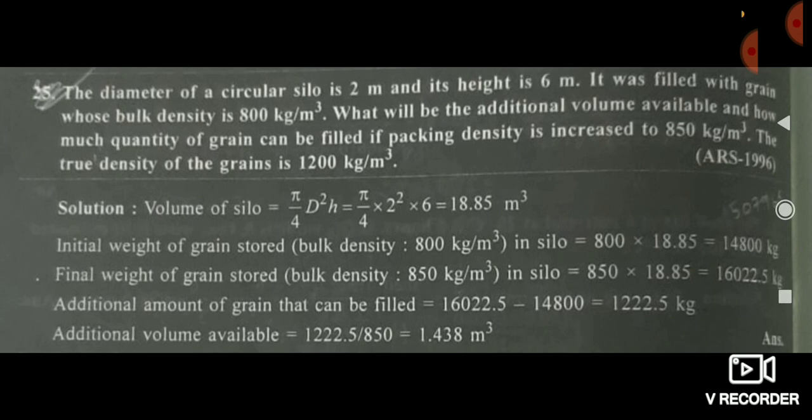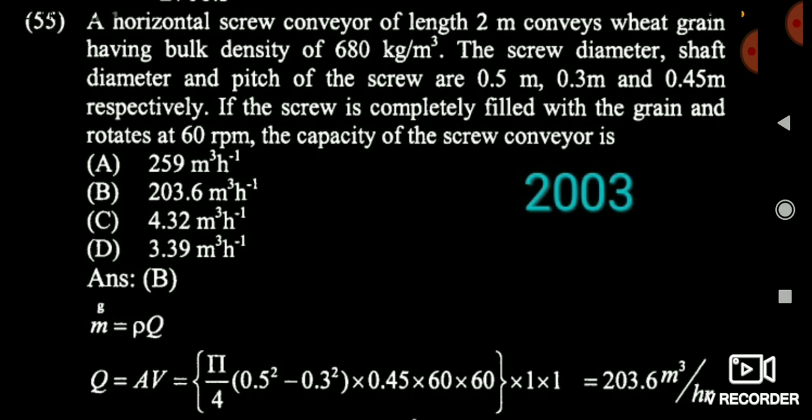I think all of you know that density is equal to mass by volume. So volume is equal to mass by density. So you can do change in mass divided by density, means final density, that is 850 kg per meter cube, and you can get the additional volume, means change in volume, that is 1.438 meter cube.